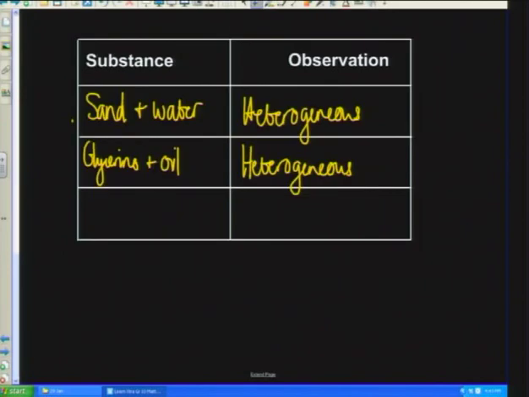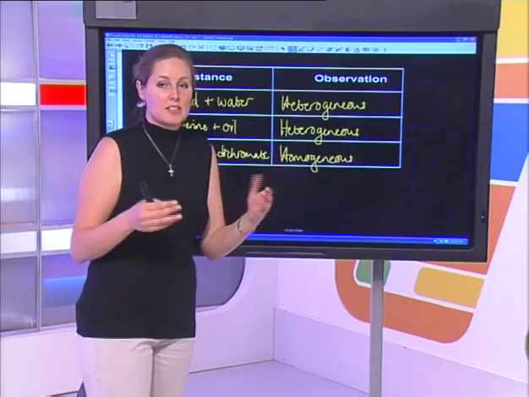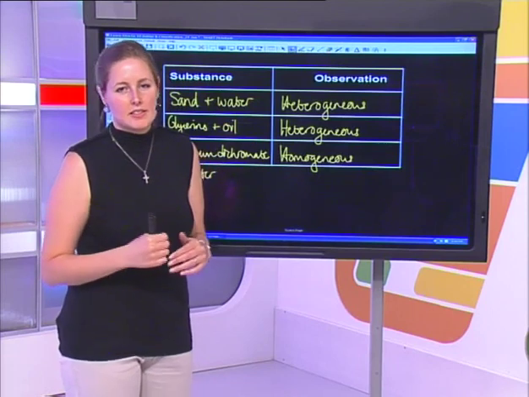The next one we had was the potassium dichromate and the water, and that gave us a homogeneous mixture where we couldn't see the different particles. It looked complete throughout as a new mixture.